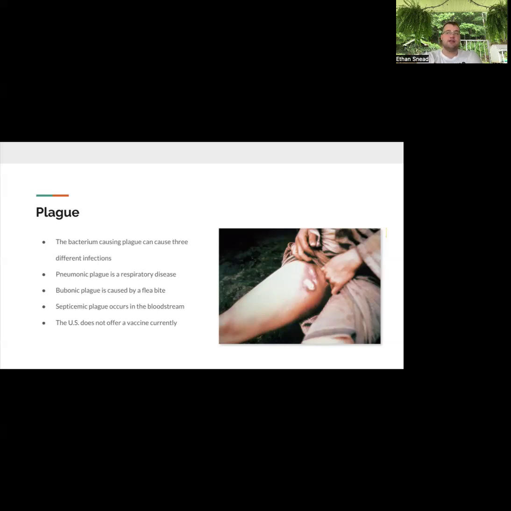There is no vaccine for the plague. It is currently not offered in the United States or any other part of the world, to my knowledge. But it is being worked on, and once it's found, it'll be a medical marvel. To the right here is a picture of the bubonic plague. As you can see, right here is the inflammation, and this can also often be fatal as well.